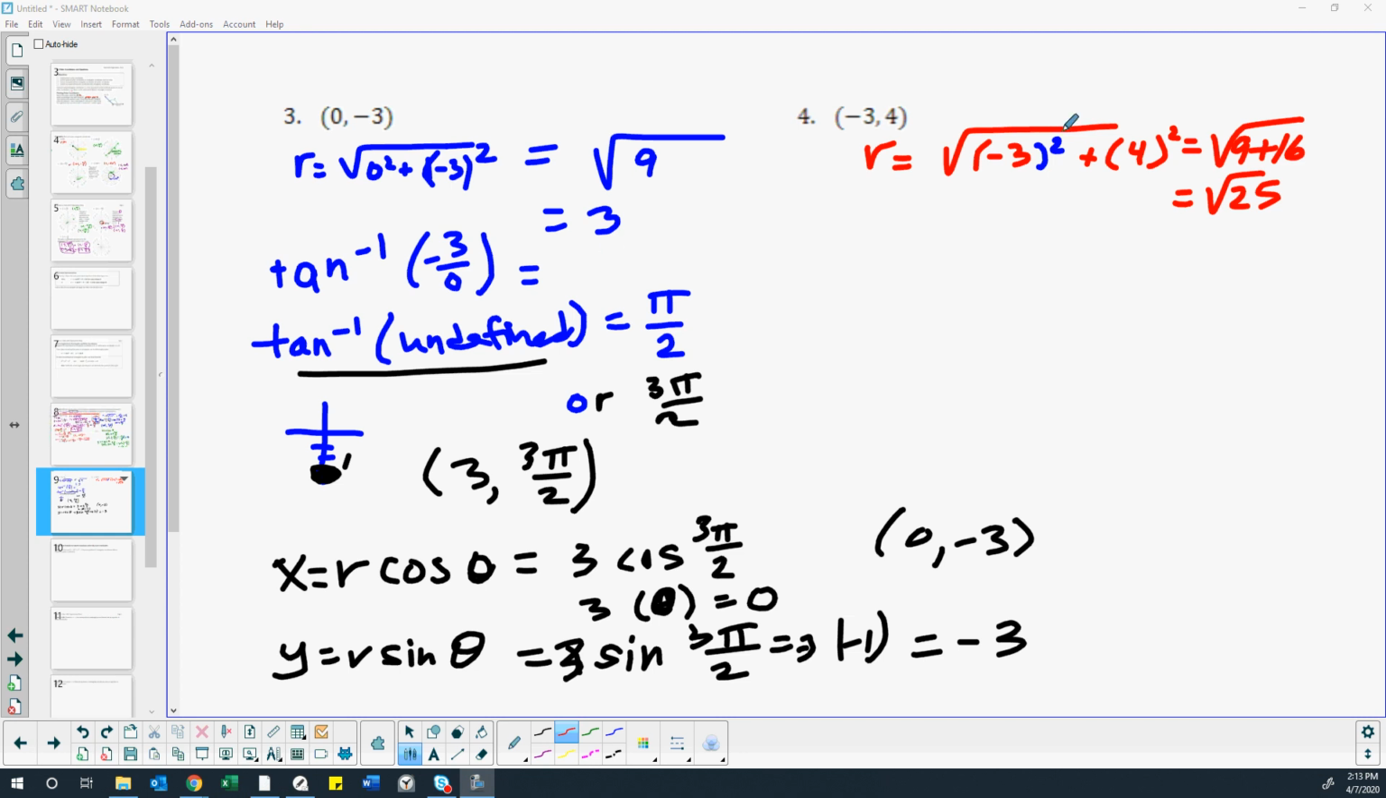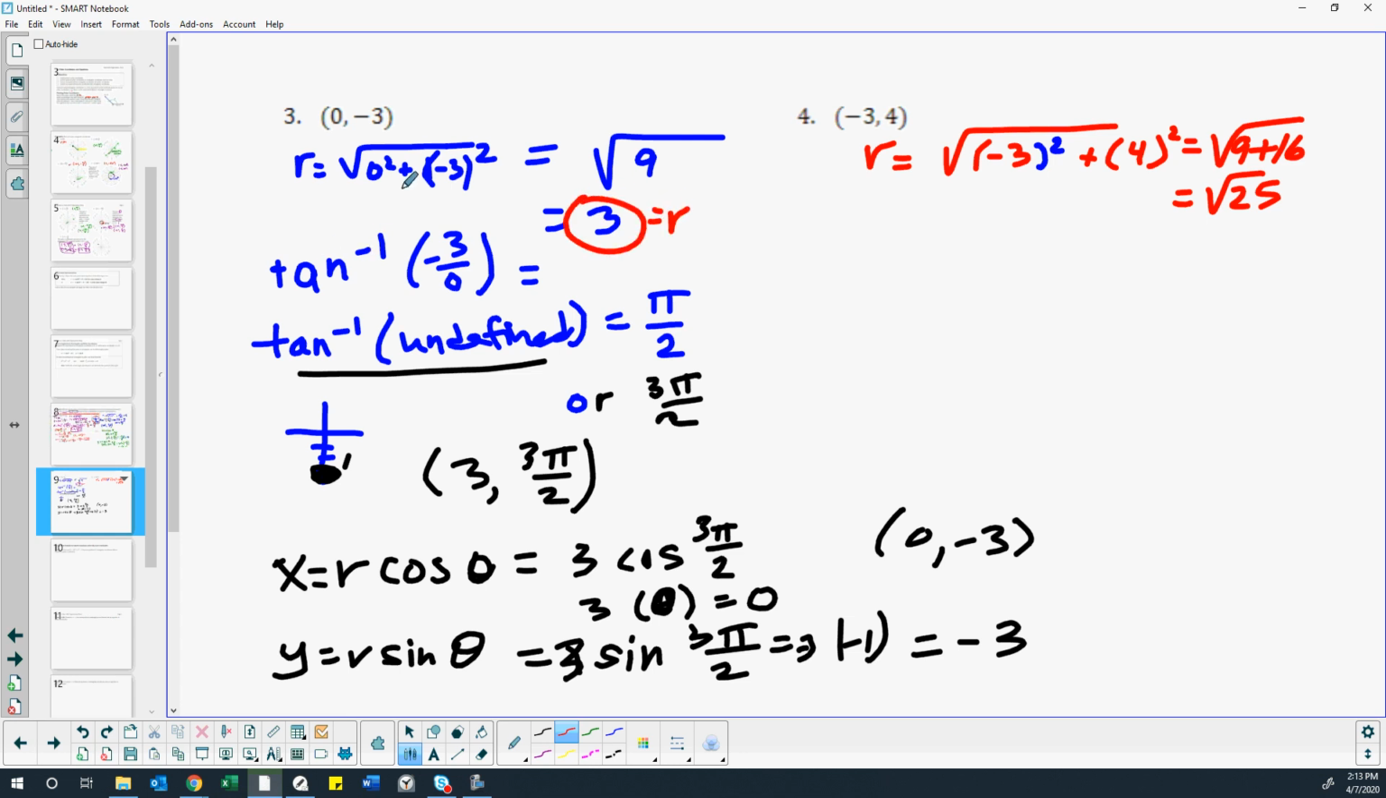Okay, so I went ahead and went on with examples 3 and 4. Let's just look at example 3 for the video. So we have r equals the square root of 0 squared plus -3 squared, which is the square root of 9, which gives us an answer of 3 for r.